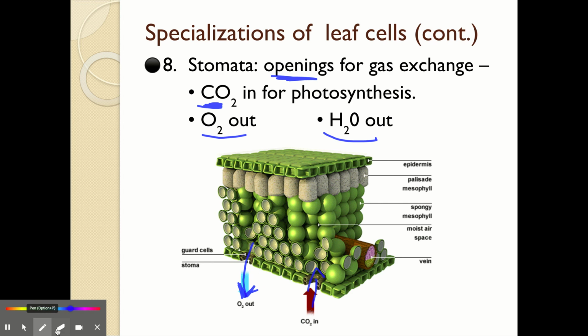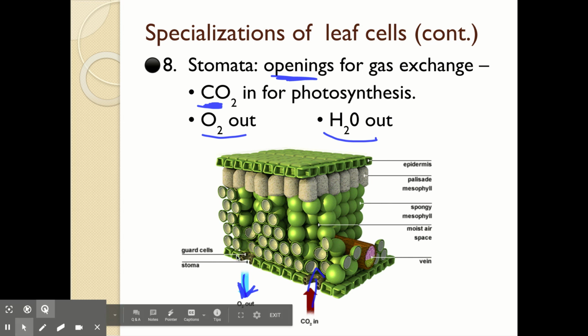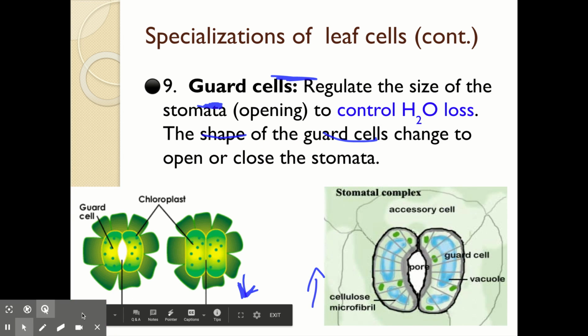Within or right nearby your stomata are your guard cells. You can see them right there. Okay. The guard cells are what actually does the opening and closing for the stomata. The stomata is just the hole. The guard cells do the job of opening and closing it.